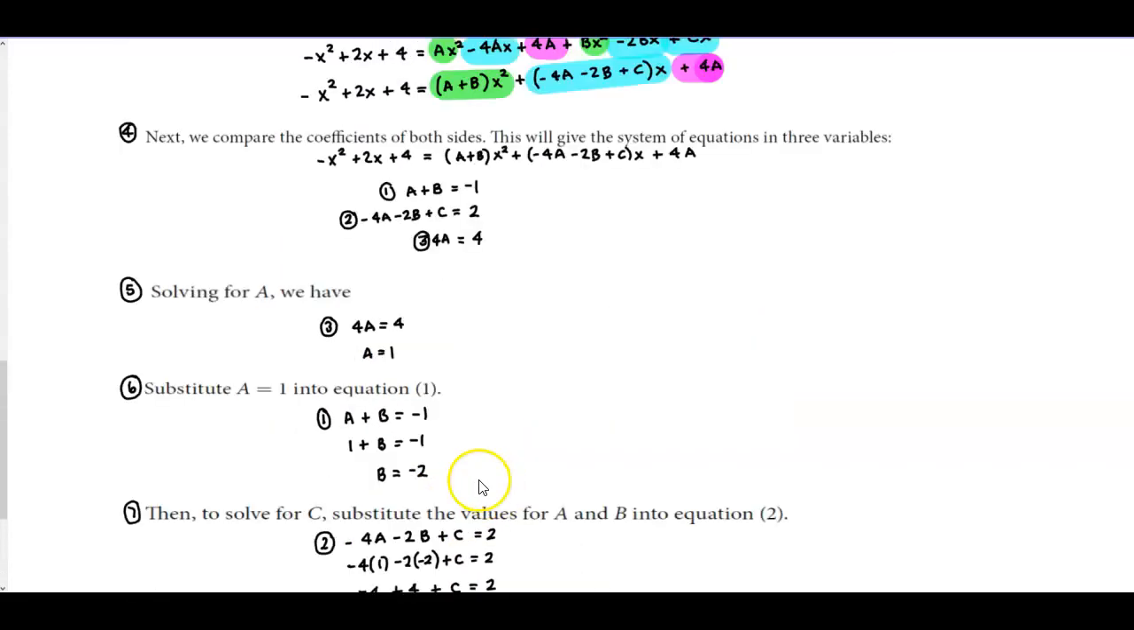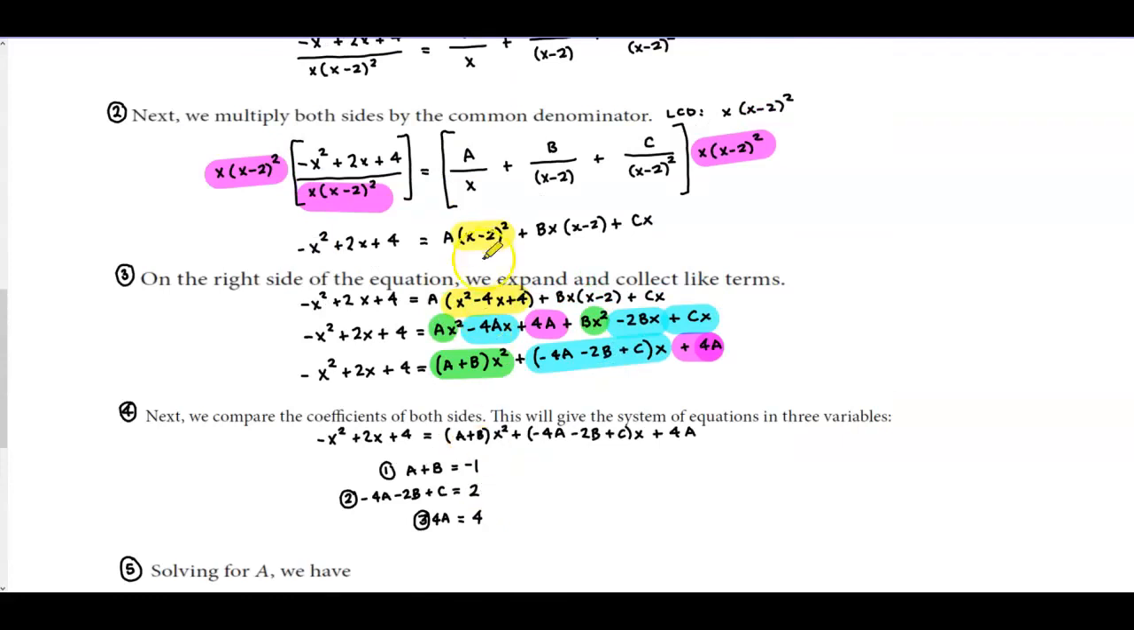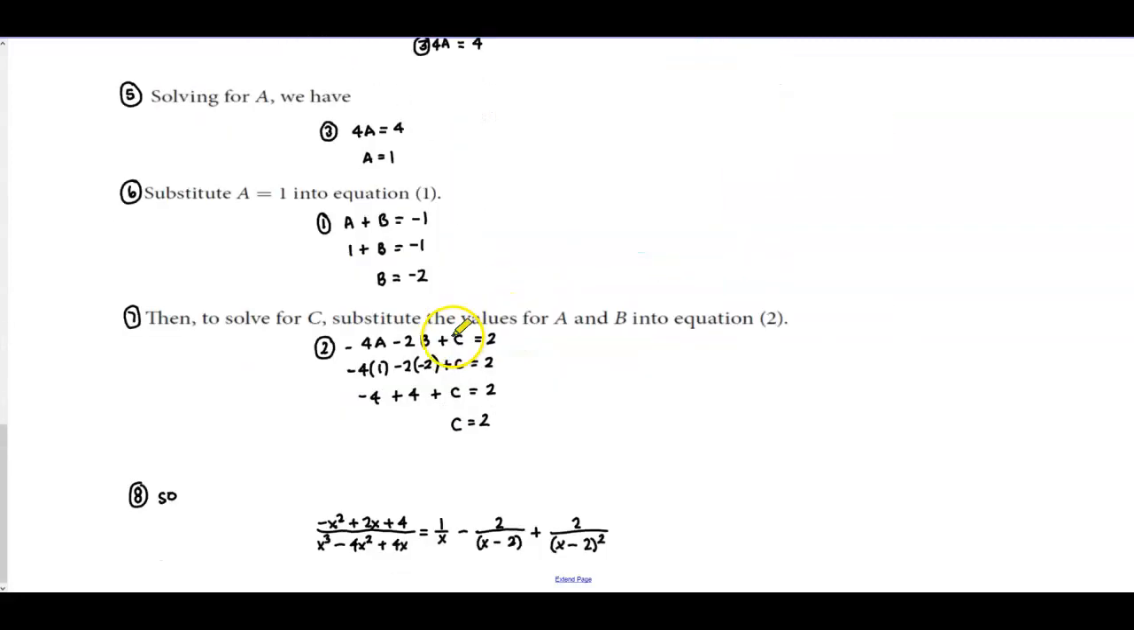Now if we go back up to the original problem and how we set this up, we have a over x, b over x minus 2, and c over x minus 2 squared. So now we can fill those numbers in. So now we know that it's going to equal 1 over x minus 2 over x minus 2 plus 2 over x minus 2 squared.